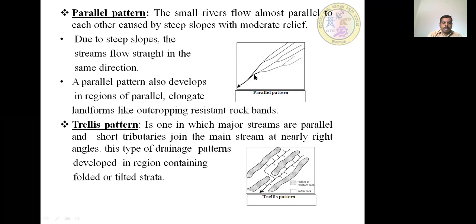So next, trellis pattern. Trellis is one in which major streams are parallel and shallow tributaries join the main stream at nearly right angles. This type of drainage pattern develops in regions containing folded or tilted strata. You can see the stream here, the drainage here. So these are the folded areas or folded or tilted strata.